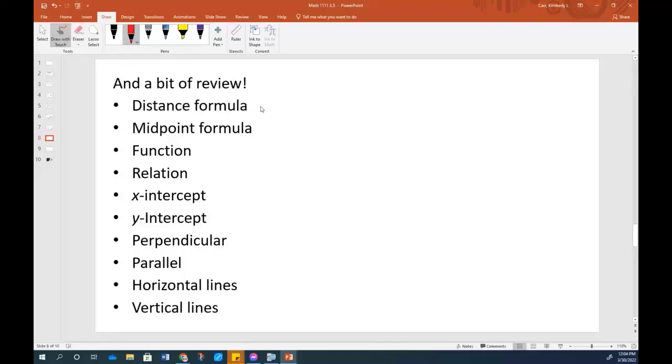The distance formula finds the distance between 2 points. The distance is equal to the square root of: subtract the x's and square it, and then subtract the y's and square it. And then when you take that square root, that's your distance. The midpoint formula is a point, and you get it by averaging the x values, so you add them and divide by 2, and then average the y values.